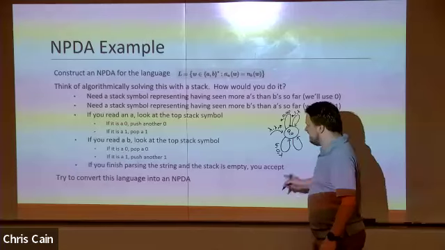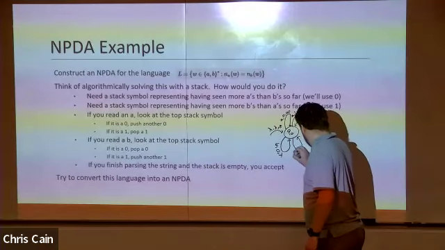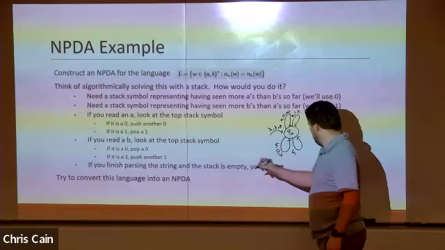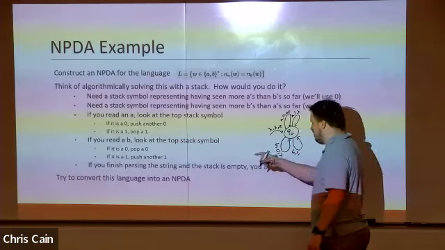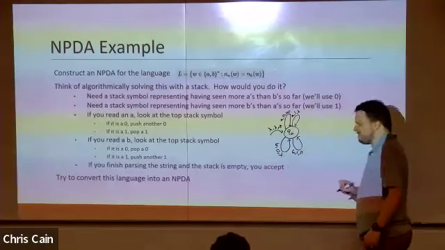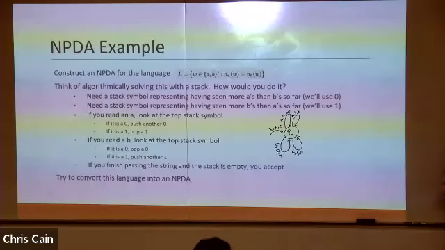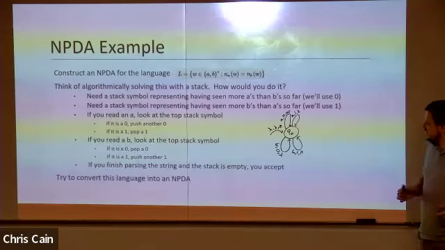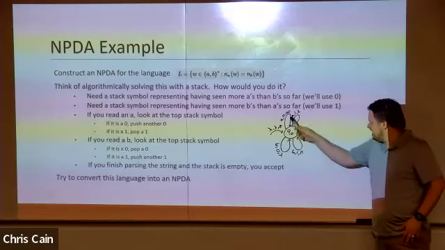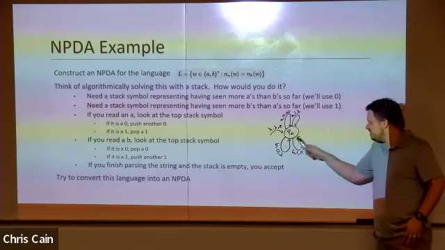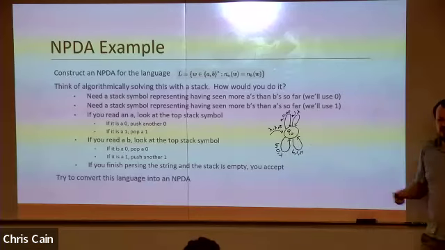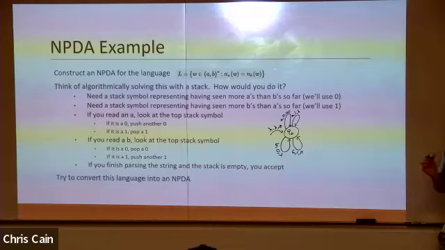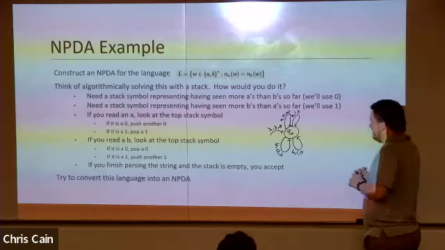Fourth rule says if we read a B and there's a 1 on top of the stack, then we want to push another 1. So we'll pop the 1 and we'll push 2 1s, which is the equivalent of pushing a single 1. So you can see that we're going to just be cycling in some path, Q0 to Q0 to Q0 and so on. And all we care about in that is we're manipulating the stack based on the input character that we read.